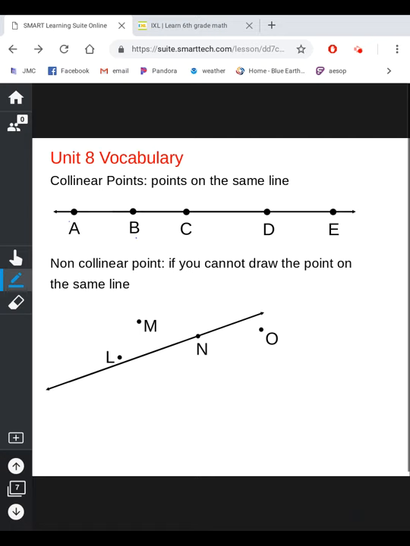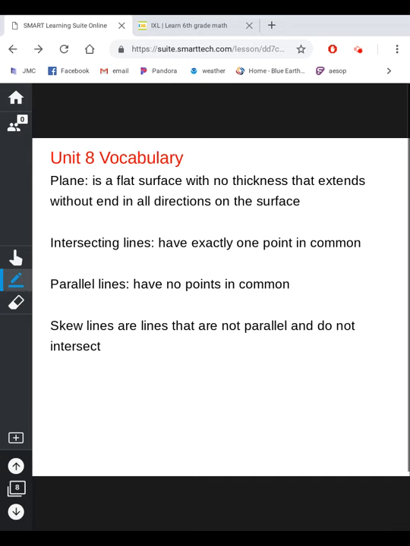Non-collinear points means that you cannot draw the points on the same line. So as you can see, I have my line here, but all the points are in different spots and they do not line up along that line. So collinear points are ones that all fall on the same line, where non-collinear do not fall on the same line. Then we have 4 more vocabulary words, and we're going to be doing more examples with this tomorrow. But today we need to know how to identify the lines so that these 4 will make more sense tomorrow.